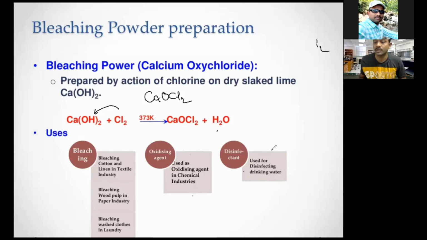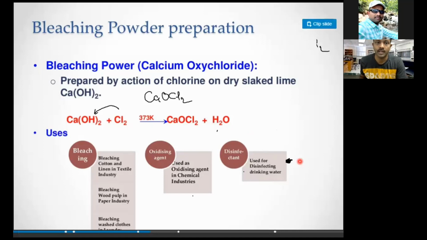In our municipality, what are people doing? They are adding some bleaching powder to the water and supplying it to the houses, right? So it is used for disinfecting drinking water. To remove the disinfectants from the water we are using this calcium chloride, right? Now you see here, next one.